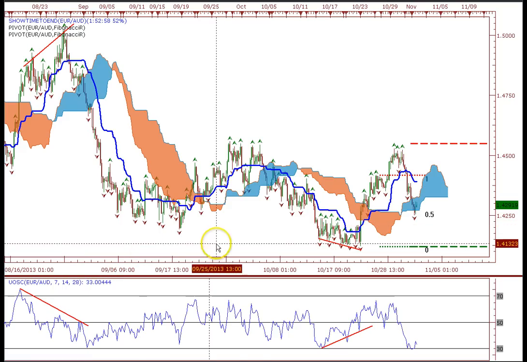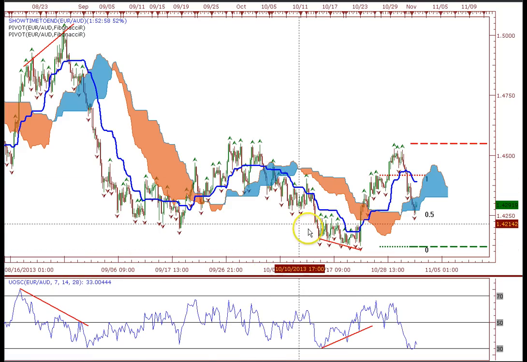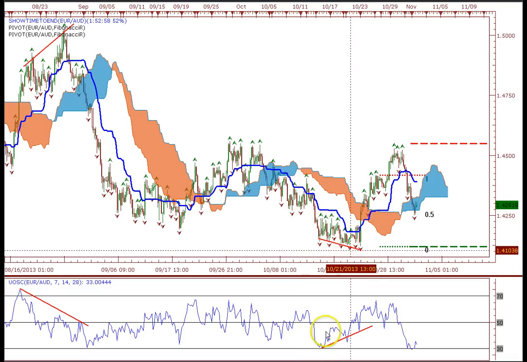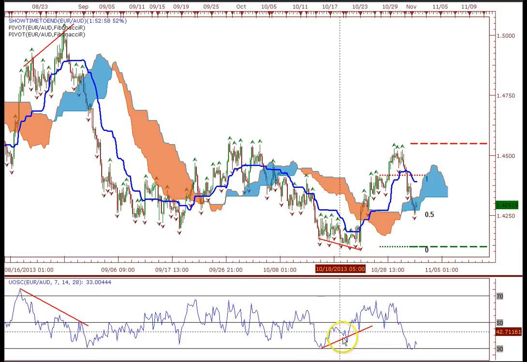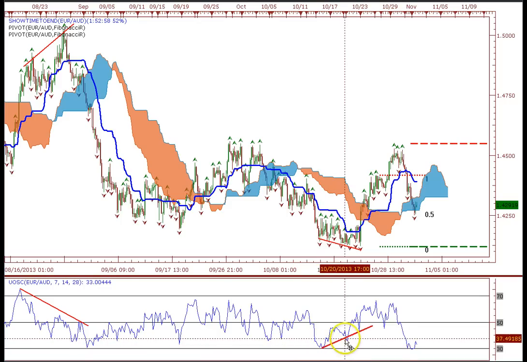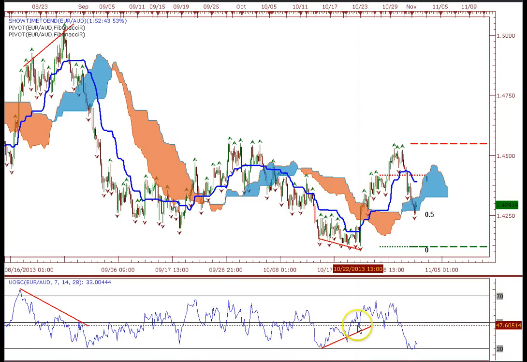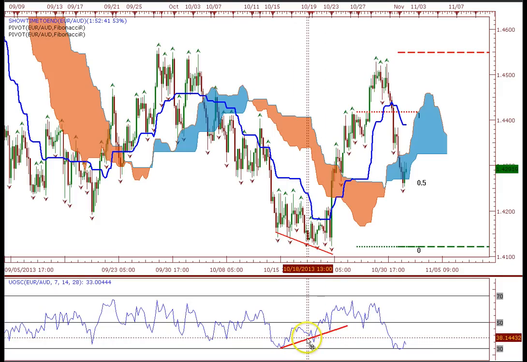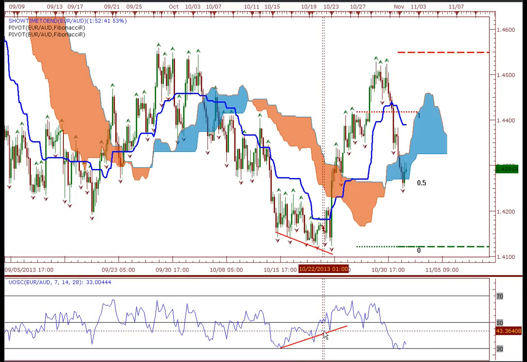Bullish divergence is when the market's making lower lows, but the indicator is making higher lows. So here's a low. This is the bottom low of the indicator, but then it made another low, but that low was higher, and then this low was higher, and then finally it went up above the negative 50, the 50 level here.